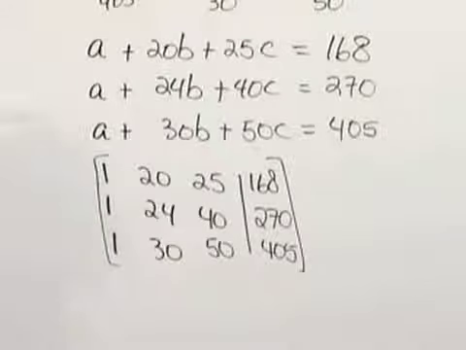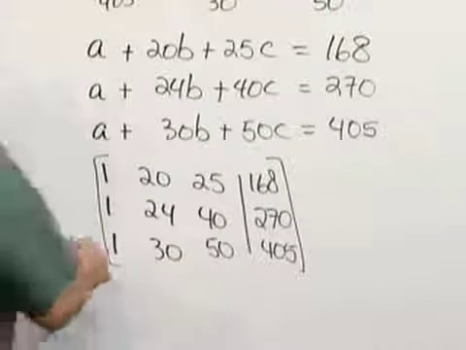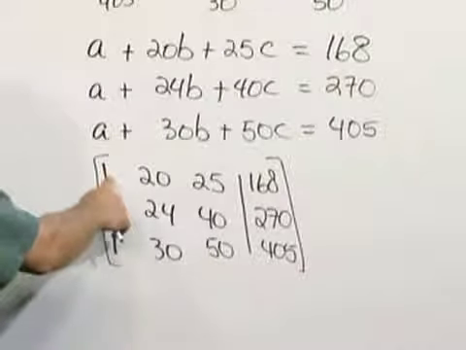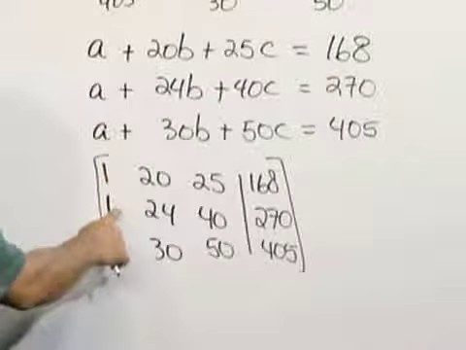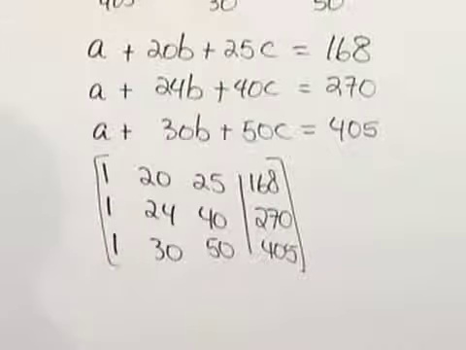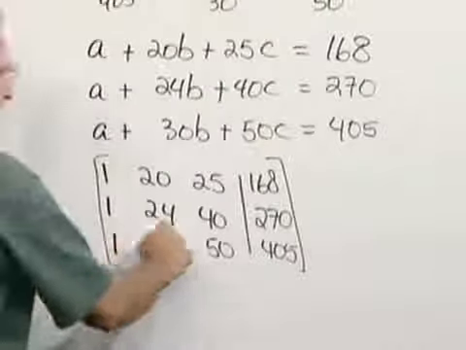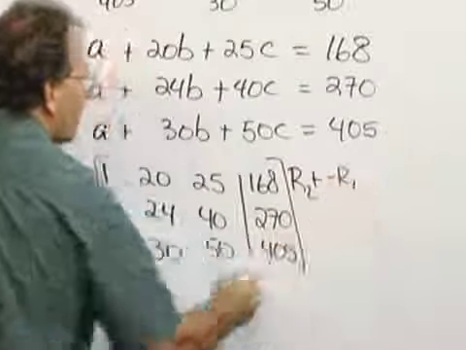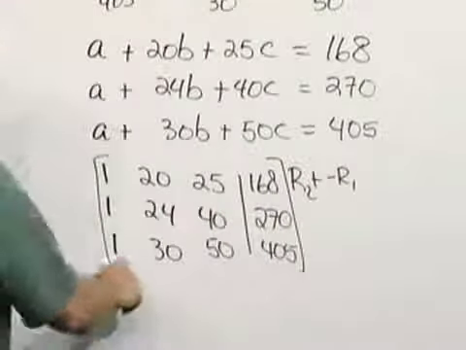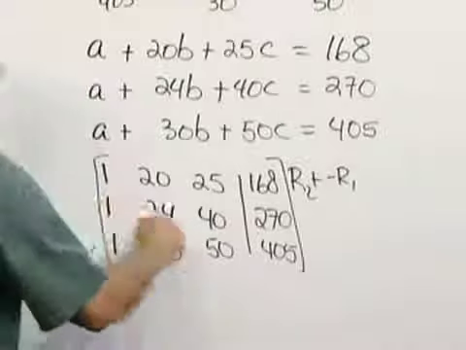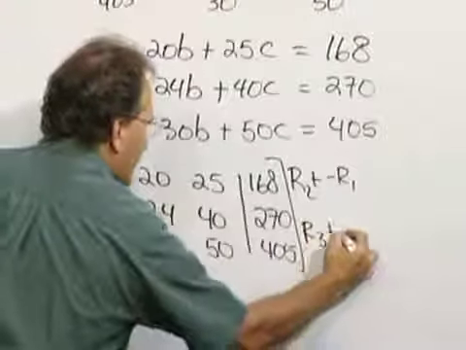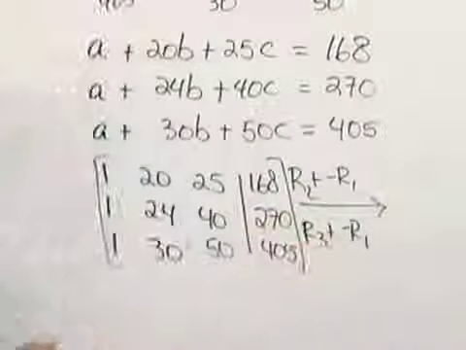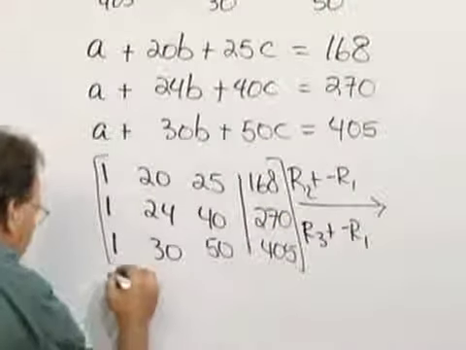And so what we would want to do is create a 1 in this position, which is already there. So that's a good thing. We want zeros here, and the way we could do that would be to take row number 2 and add negative row number 1. Take row number 3 and add negative row number 1. So that matrix would then become this.